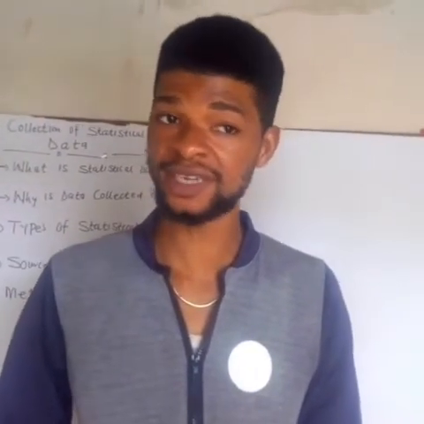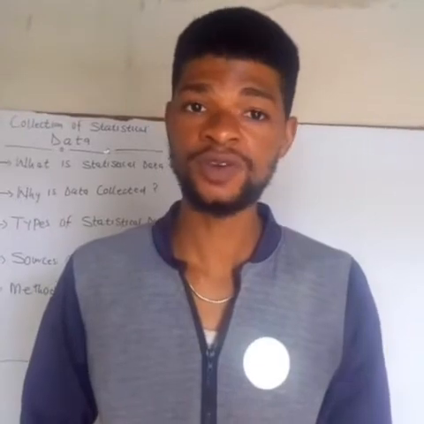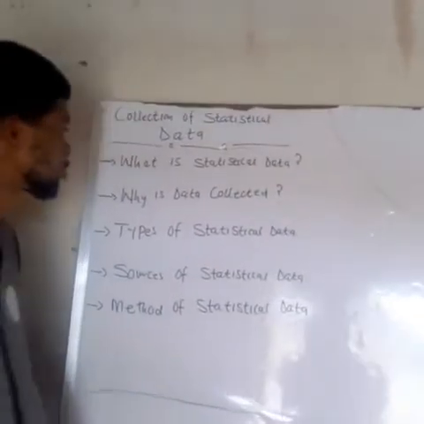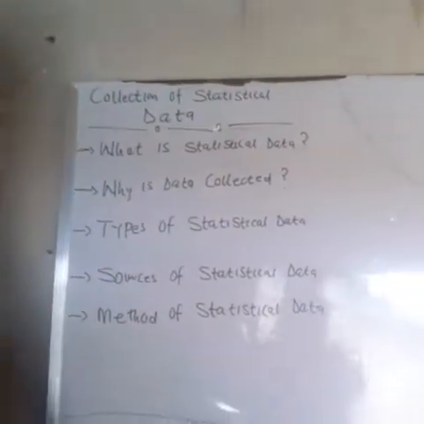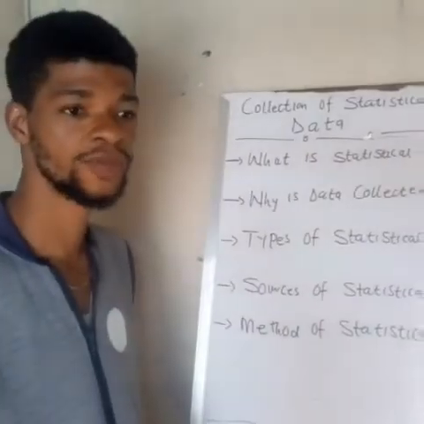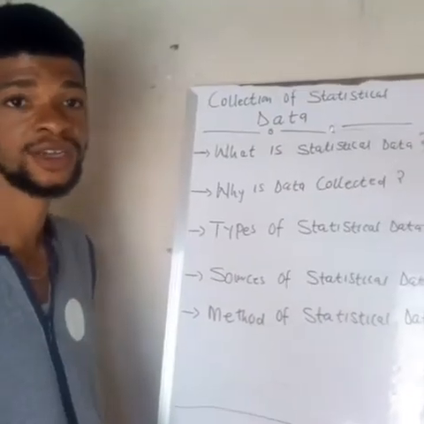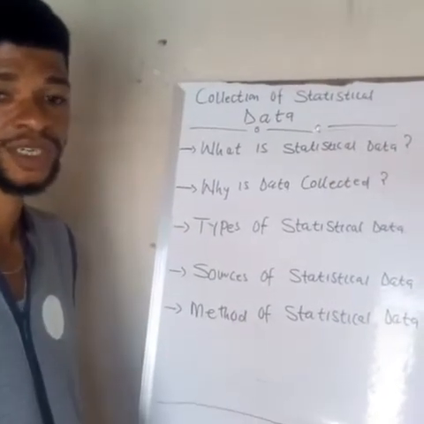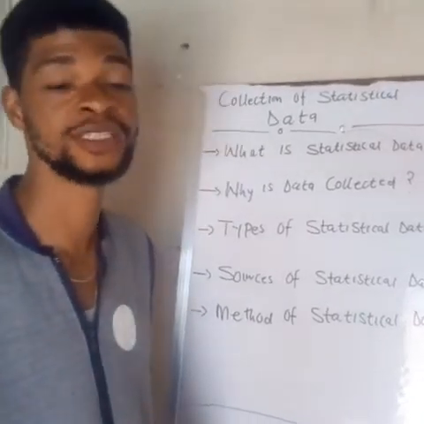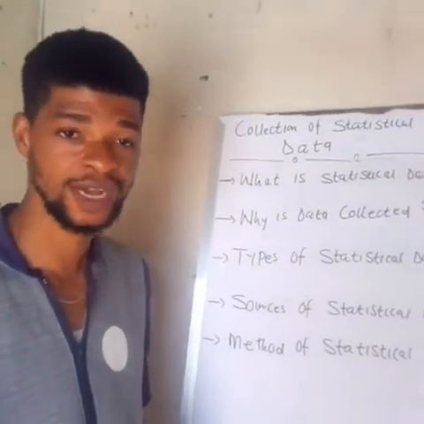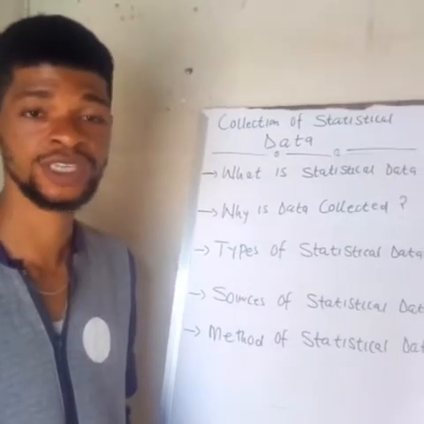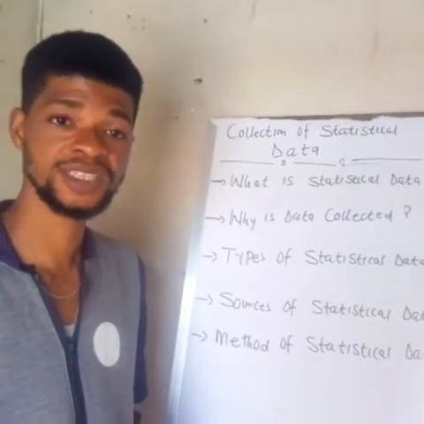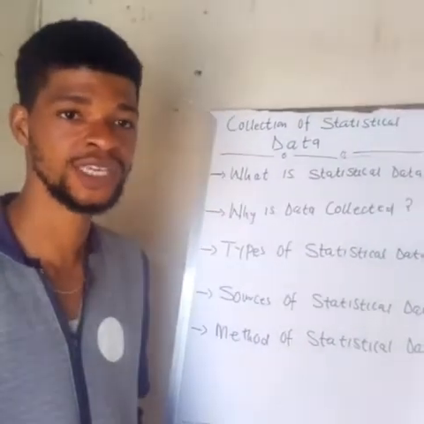Based on today's topic, data collection, we are going to be considering the following subtopics. The first topic we are having here is what is statistical data. Before we talk more on statistical data, let's talk about the meaning of data. Data can be defined as the raw fact which, when processed, becomes what? Information. There are two distinct things: data and information.